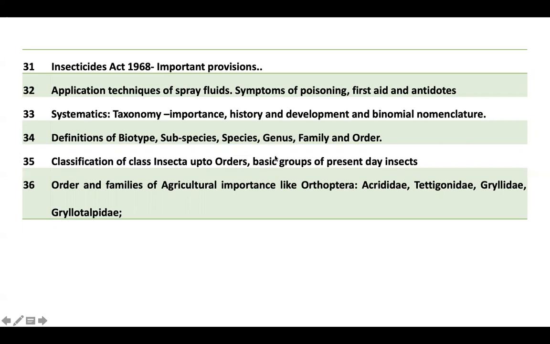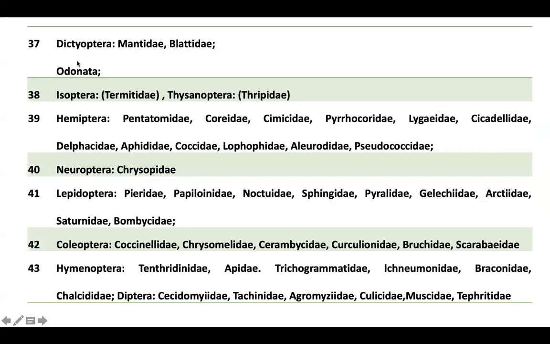ametabola, metabola, apterygota, pterygota, and those classes, based on wing characteristics or other characteristics. Then the basic groups of present day insects you will be studying. Then orders and families of agricultural importance, like different orders you will be studying, Orthoptera. And then some families also you will be studying under that. Dictyoptera you will study, where mantids and blattids come. Then Odonata where dragonflies come. Then Isoptera where termites come, and Thysanoptera, thrips, you will be studying.